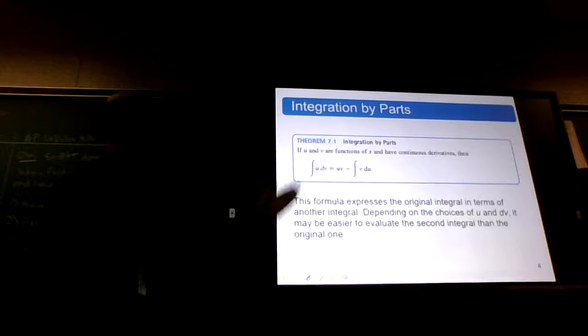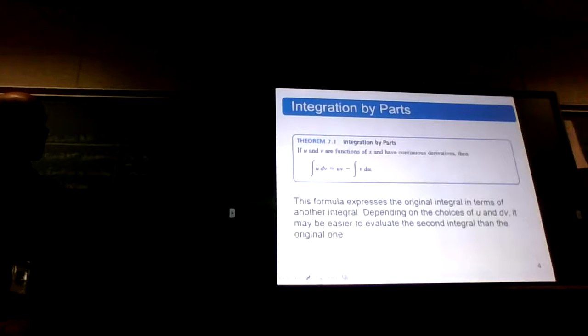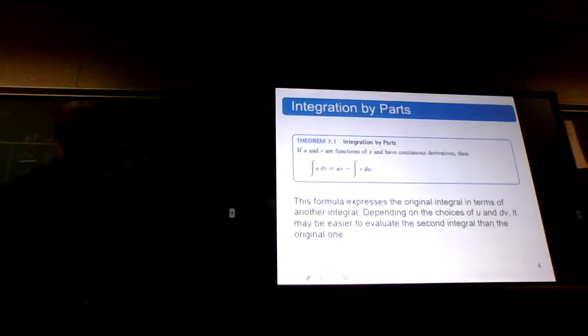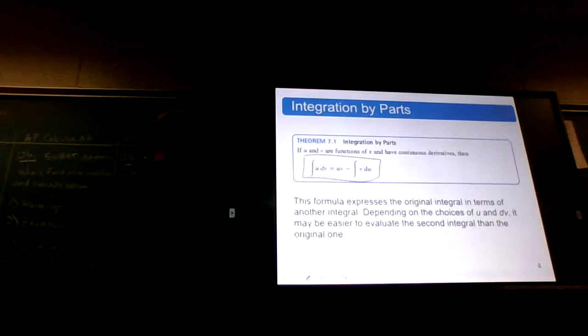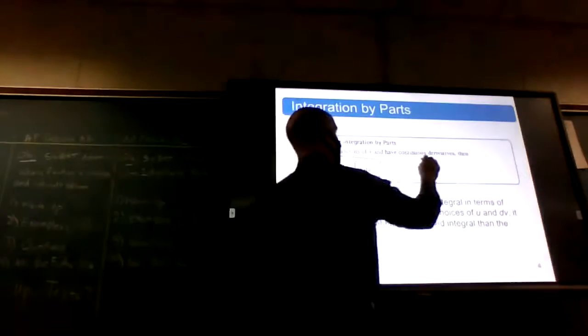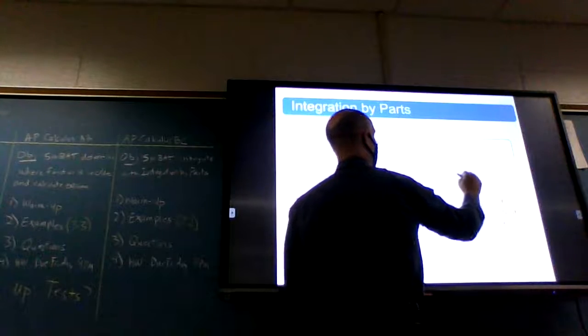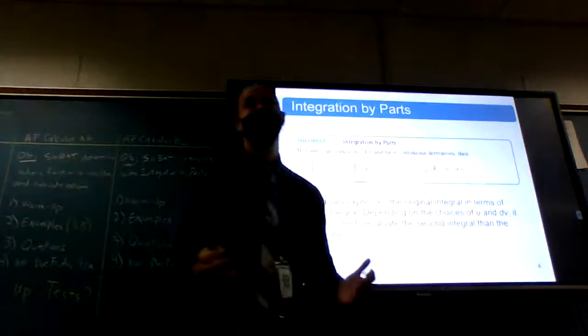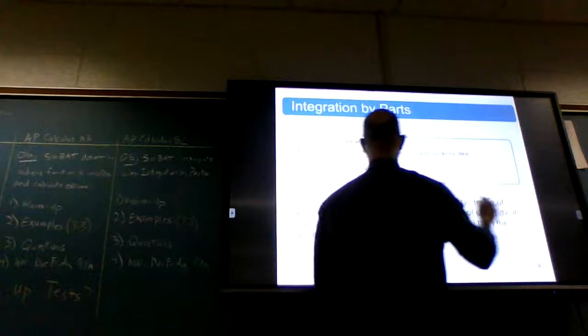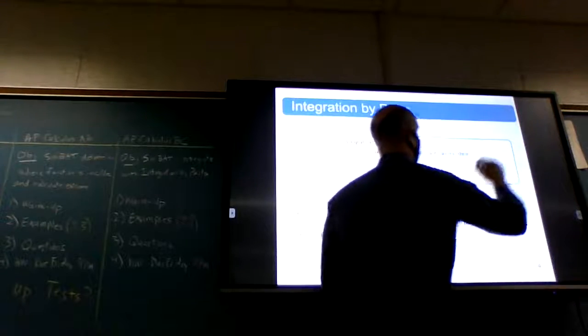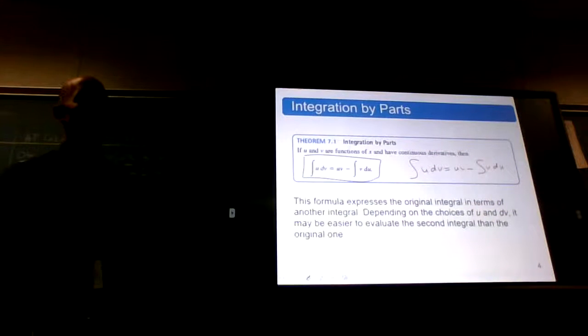So here is the formula for integration by parts, and it says the integral of u dv is equal to uv minus the integral of v du. This is what you need to memorize. That's it right there. Now I'm going to show you some examples of how to do that. I think it's always good to write this stuff down. So if you're going to do the integral of u dv, that's going to be u times v minus the integral of v du.